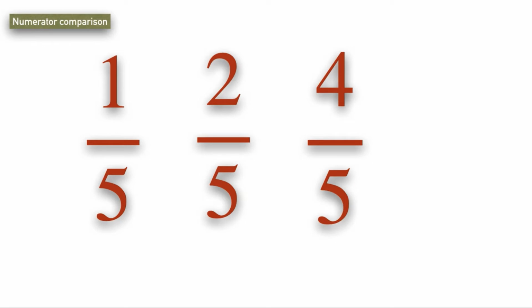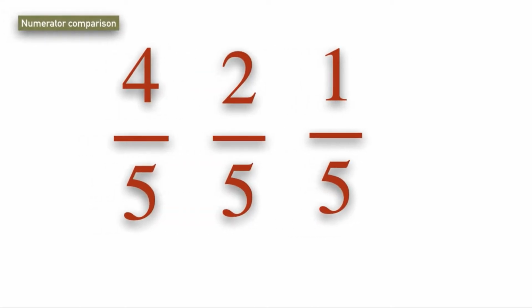When fractions are ordered smallest to largest, it is said to be in ascending order. And when fractions are ordered from largest to smallest, it is said to be in descending order.